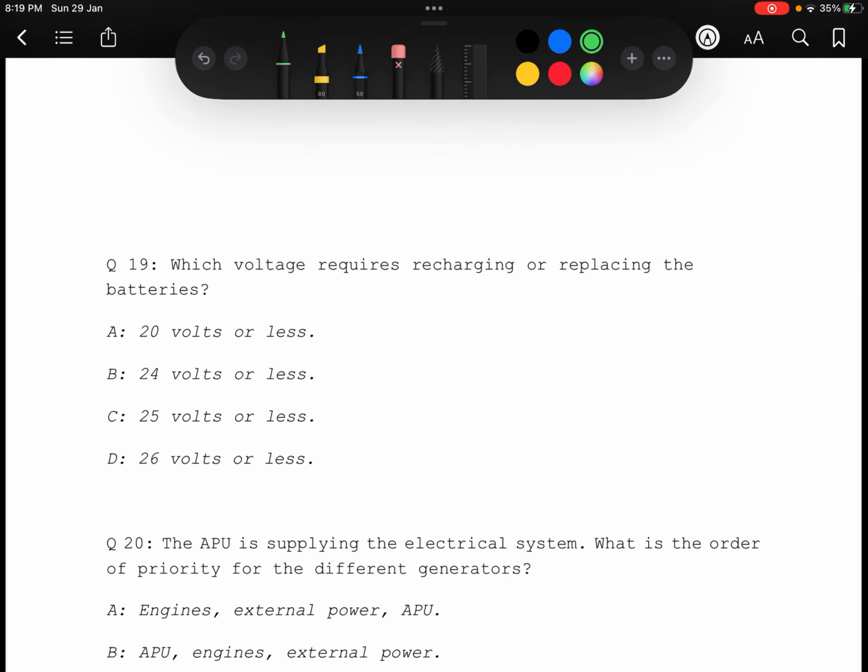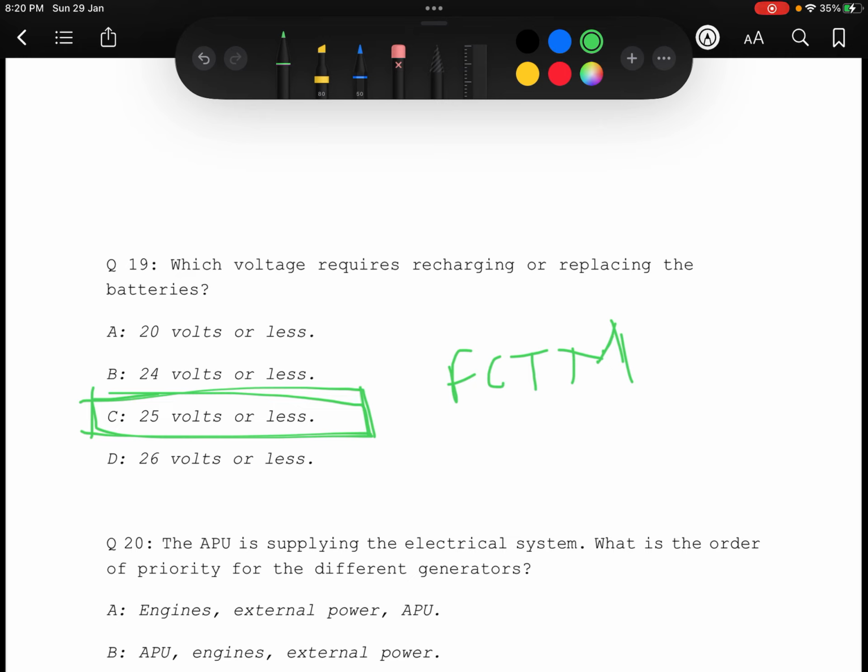Which voltage requires charging or replacing the batteries? Any voltage of 25 volts or less. Where will you find it? You can go to the FCTM and normal procedures, and you will find that if battery voltage is less than 25 volts, then you need charging, right? You can easily find it in the FCTM normal procedures.